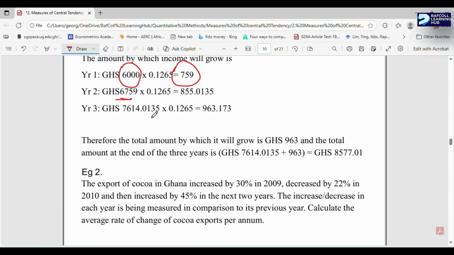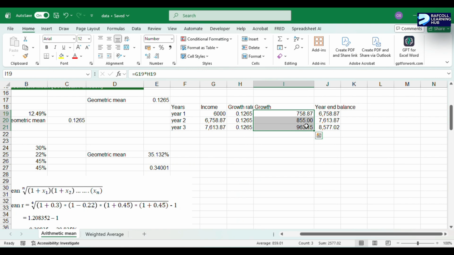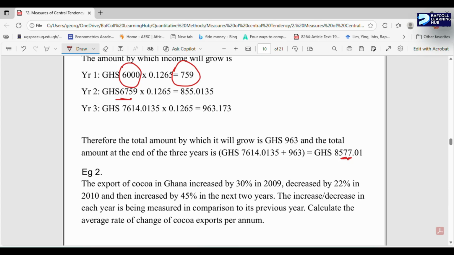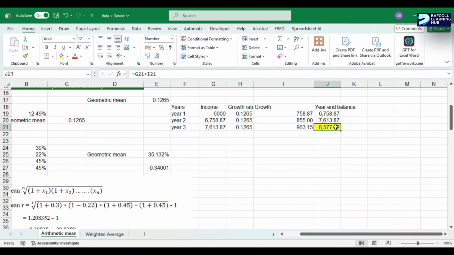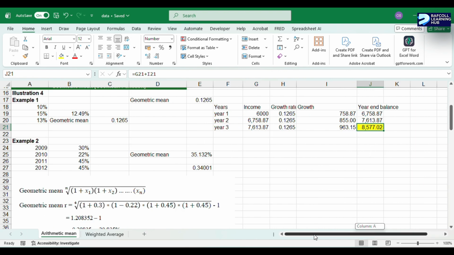So after computing the year 3, the total amount by which the income will grow is 963, and the total amount at the end of the 3 years will be this. At the end of year 3, you can see it over here, the growth rate for the third year will be 963 as computed over here, and the income at the end of the third year will be 8,577.01 as stated over here. So mine is 02 because we run after all the figures. Alright, exactly. So this is how we go about the third question that we have.